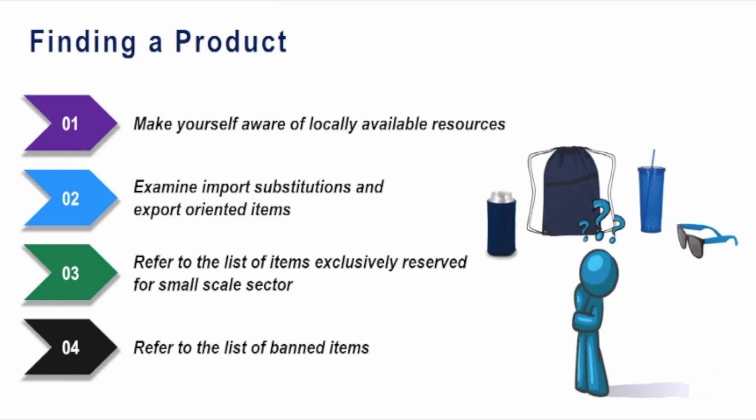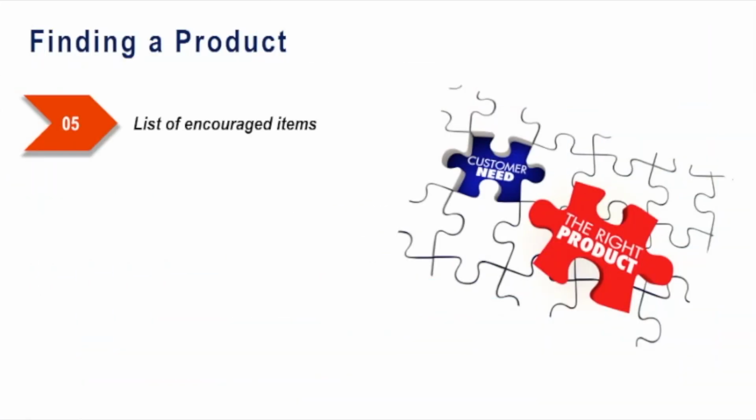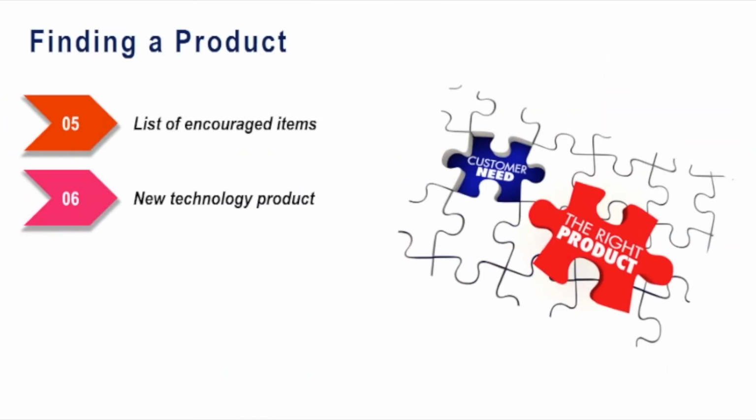Refer to the list of banned items. Some items you cannot really manufacture being a small scale entrepreneur, like for example, anything which is concerning defense items. So, you have to see that list also. And the list of encouraged items, so you have to see the industrial policies of the state and at the national level. So, what the country or what the state is basically trying to promote, those products or those services you can always provide. Then you can think of some new technology products in case you are a technocrat or a technically experienced person. Then you can think of having something absolutely new technology, or you can have collaboration with some foreign player also.